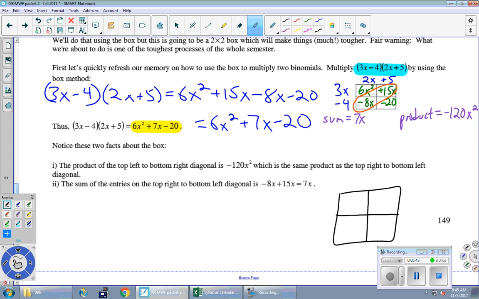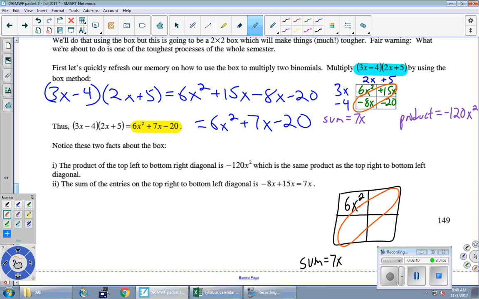Is the 6x squared someplace in this box? It is. It's in the top left. So I can put it right there in the top left, right? Is the 7x in the box? 7x is not in the box, but the 7x turns out to be the sum. And so I'm going to put right down here that the sum is equal to 7x, right? The sum of the two things on that diagonal. I'm going to circle them in orange, but at the moment I don't know what they are.